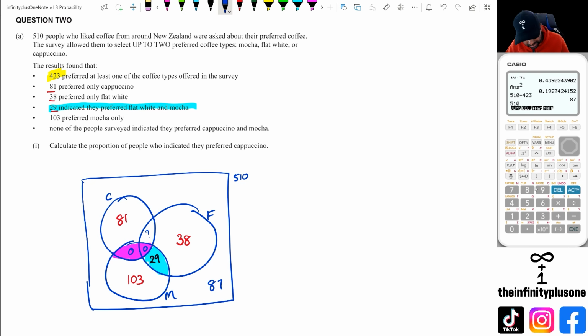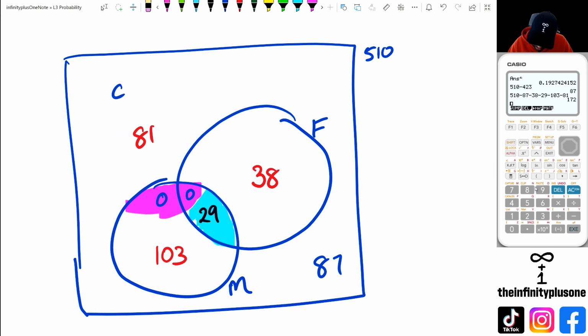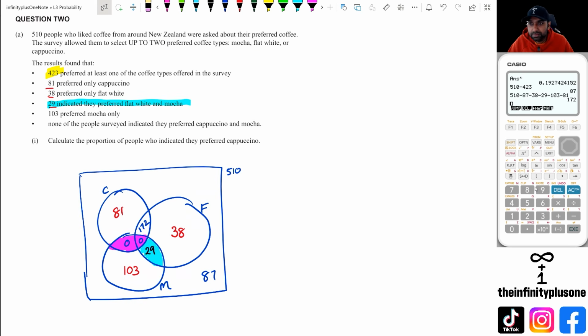So we just go 510 minus 87 minus 38 minus 29 minus 103 minus 81. That's going to give me 172. So that means this zone here is going to be 172 because we've got all the other numbers. Now, this I think is the most challenging part.